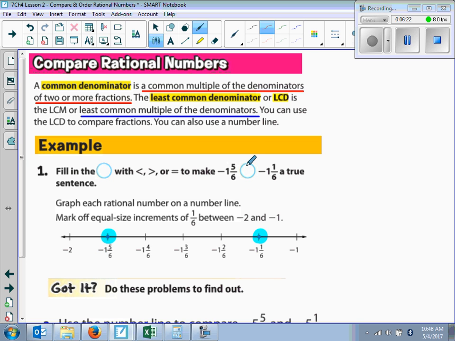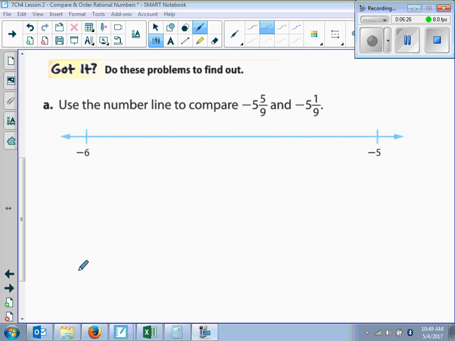Less than. Less than. Very good. So here we want to use the number line to compare negative 5 and 5/9 and negative 5 and 1/9. Now once again, the first thing we have to do on this number line is put equal intervals from negative 5 to negative 6.